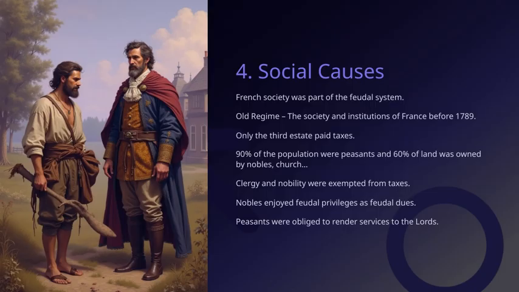The clergy and nobility didn't have to pay taxes at all, which was a major point of inequality. Furthermore, nobles held feudal privileges, such as collecting dues and fees from their vassals and peasants. Peasants, on their part, were obliged to render various services to their lords, whether it's labor, payments, or other obligations. All of these social and economic structures contributed to the widespread dissatisfaction and unrest that eventually fueled the revolutionary movement. So, in essence, the deeply ingrained social inequalities played a crucial role in shaping the course of the French Revolution.